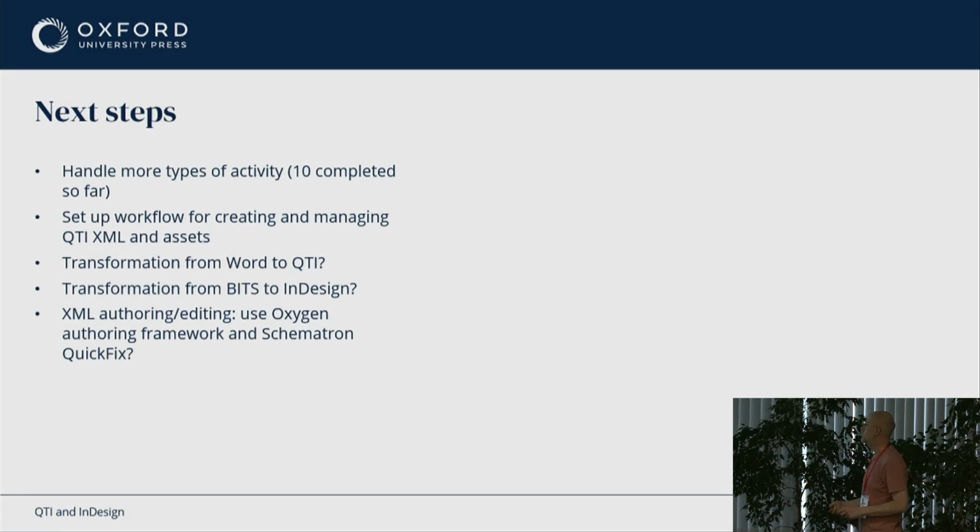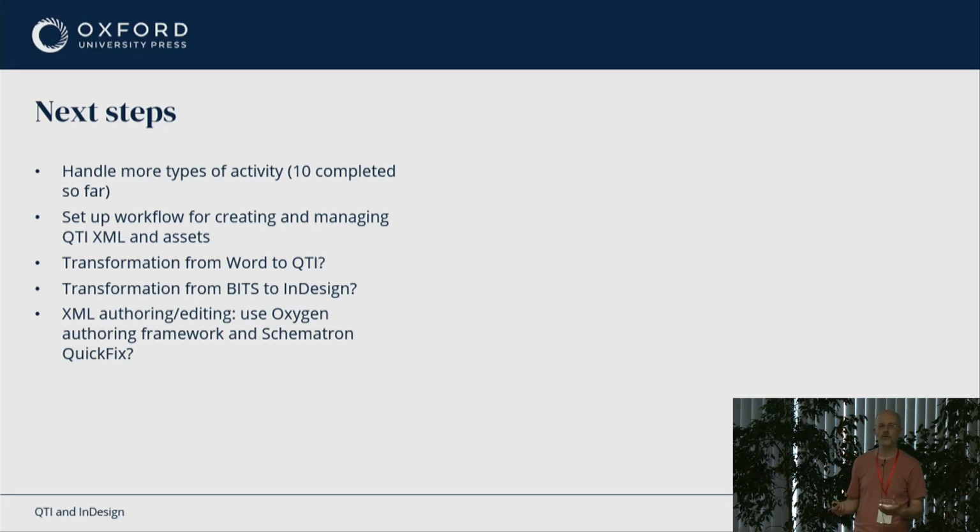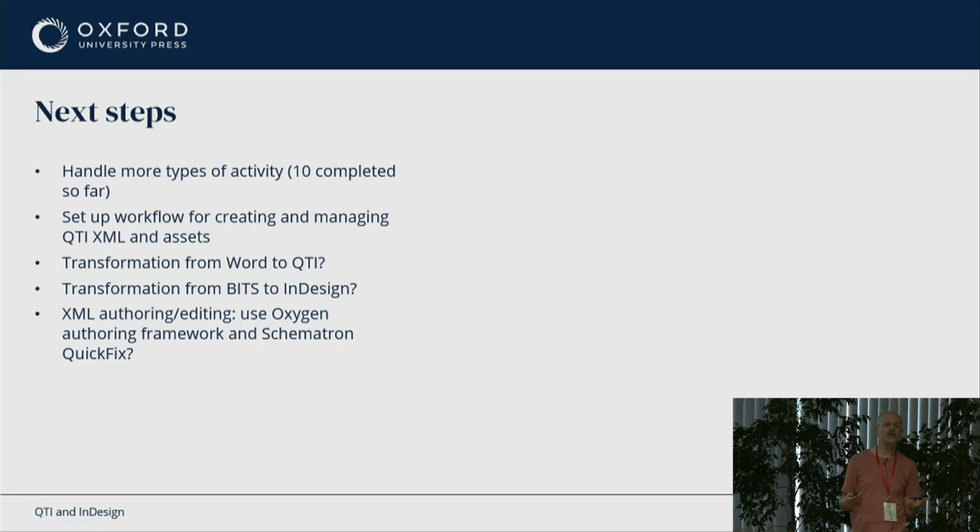Okay. Images. So that's more or less it. There's lots more to do. This is essentially a proof of concept. We've done 10 of our activity types. There's a lot more to do. We need to do boring things like figure out how to manage the content and the assets.